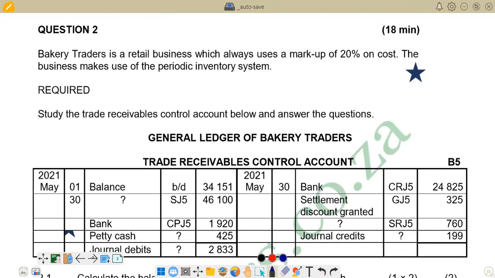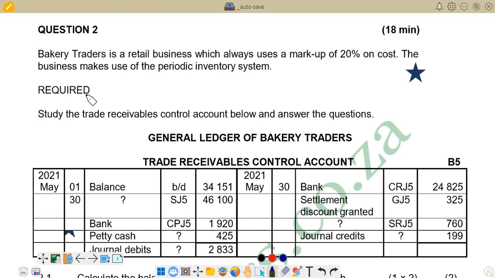Right, this is question two. Let's try to read what is on question two. Question two reads: Bakery Traders is a retail business which always uses a markup of 20% on cost. The business makes use of the periodic inventory system. This is one of the valuation of inventory.